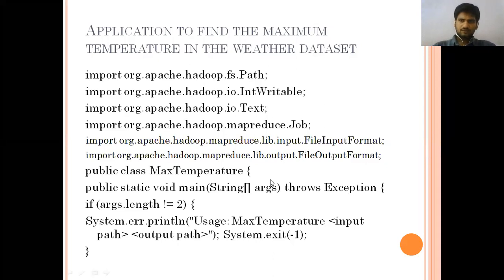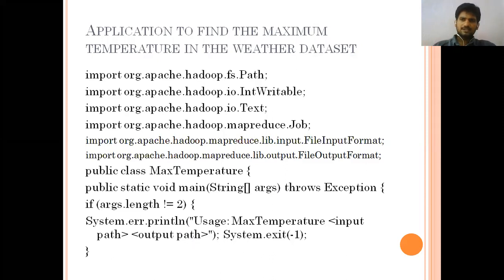Here also we have some packages: Hadoop fs packages, IntWritable, Text. This package gets the input from the previous functions. So IntWritable and Text, and the MapReduce Job. The output of the mapper then goes to the file formats, FileInputFormat and FileOutputFormat. Here we have a class MaxTemperature. Again we see the usage of temperature and input path. These are generic classes.